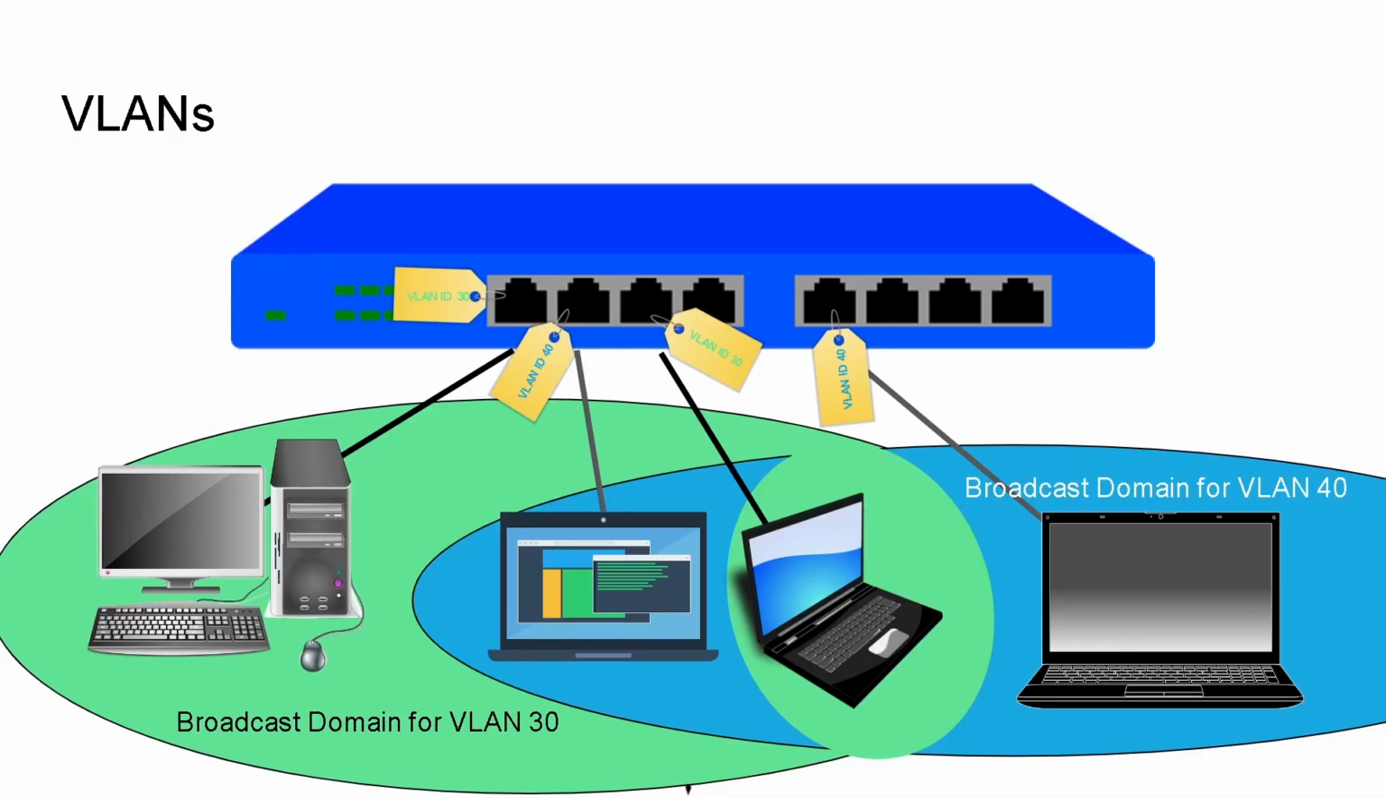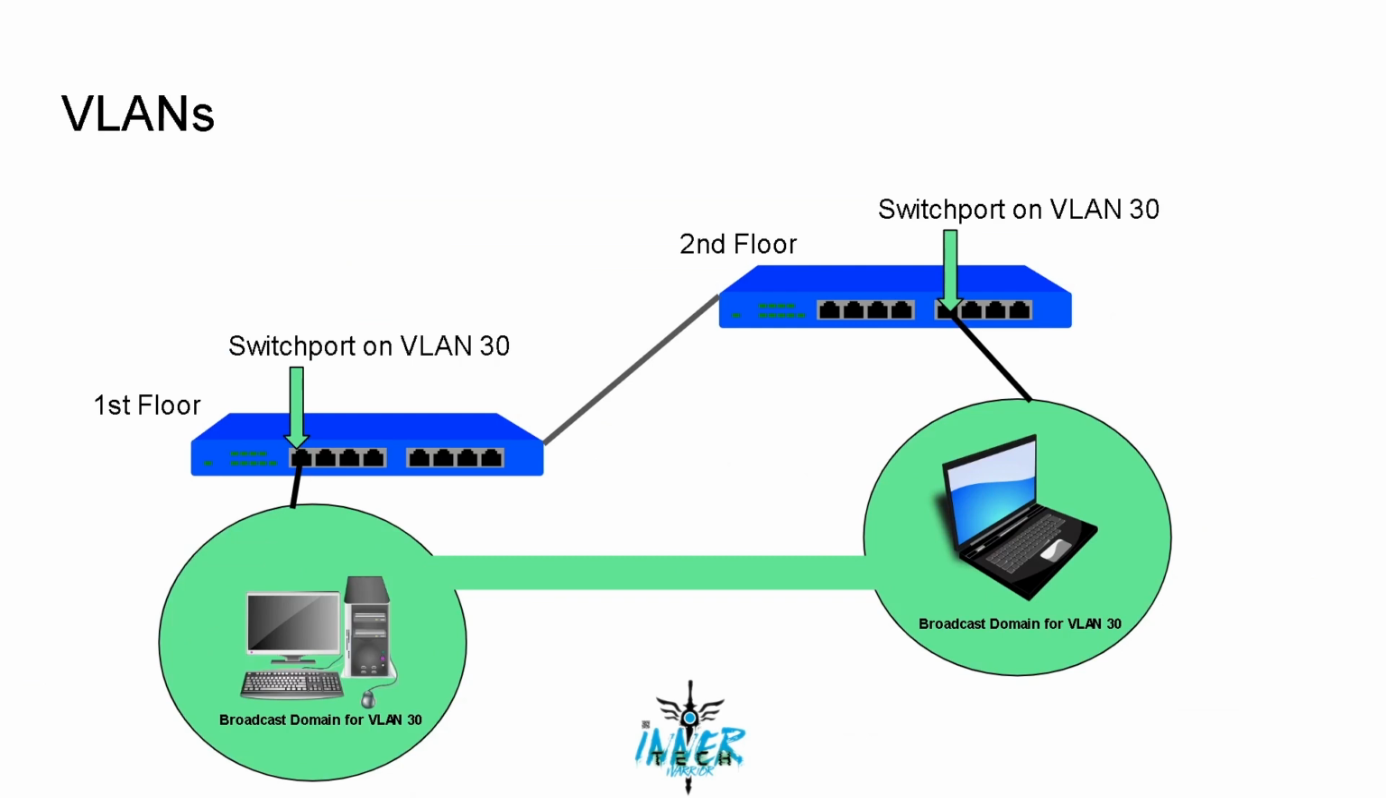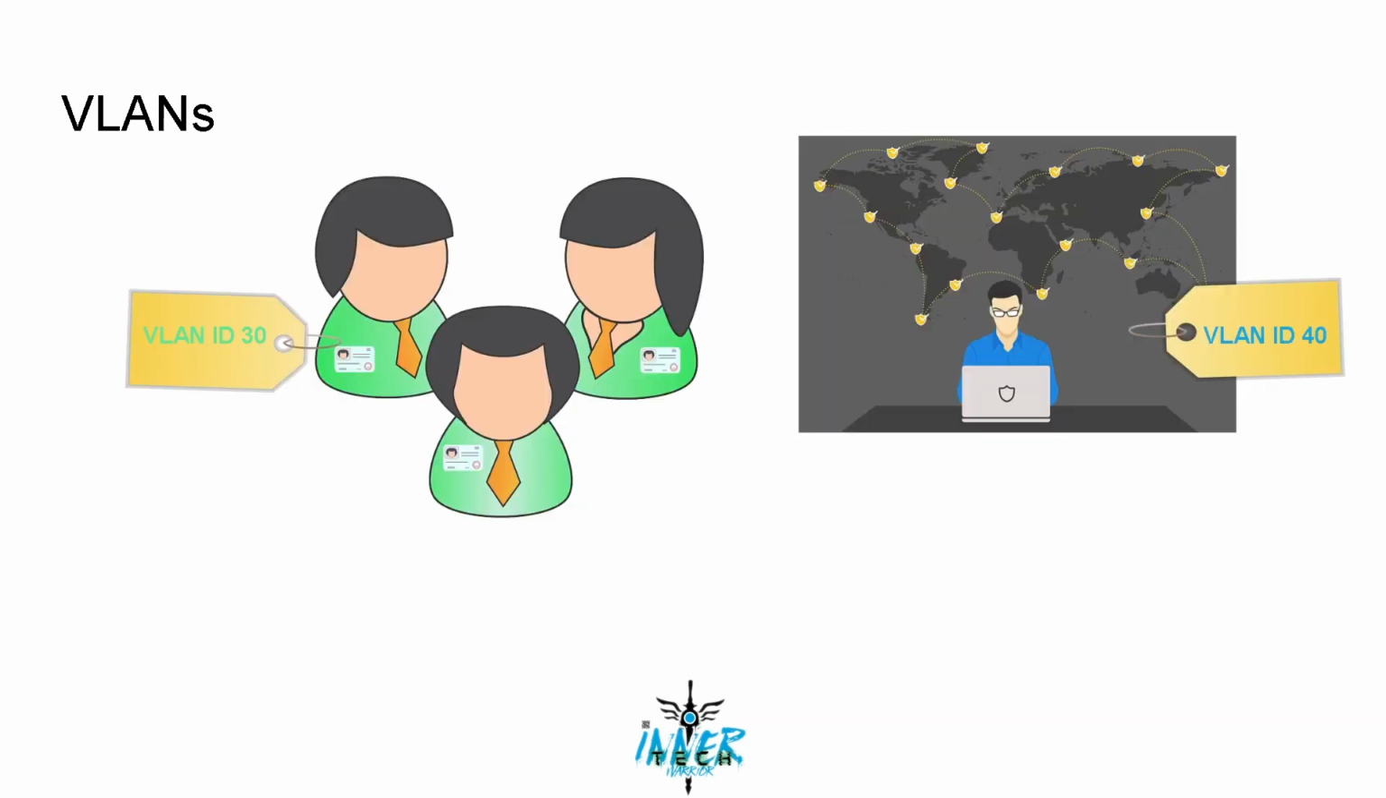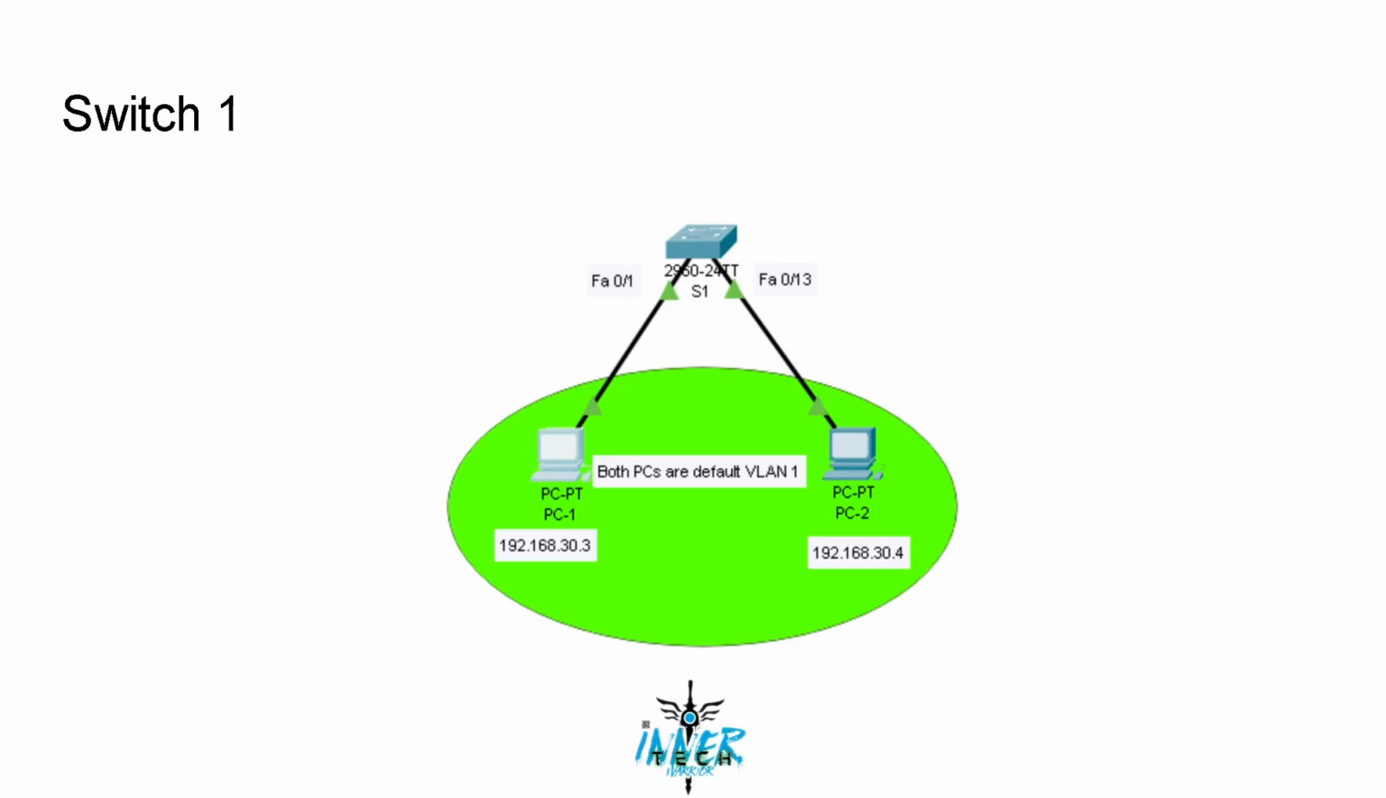VLANs, or Virtual Local Area Networks, logically divide a network into separate broadcast domains. This allows us to group devices independently of where they are physically located. I can be on a switch on the first floor and you could be on the second floor, but if our switches are connected and are in the same VLAN, we'd be in the same broadcast domain. In this case, our company created VLANs for each department, HR and IT. Let's start with switch 1, which only has the HR department.